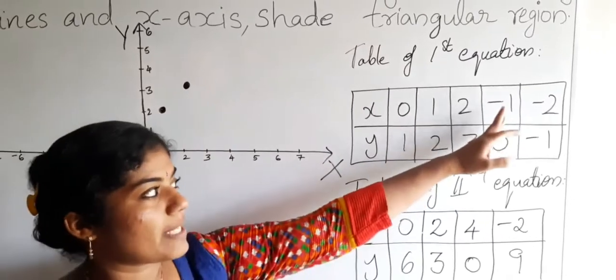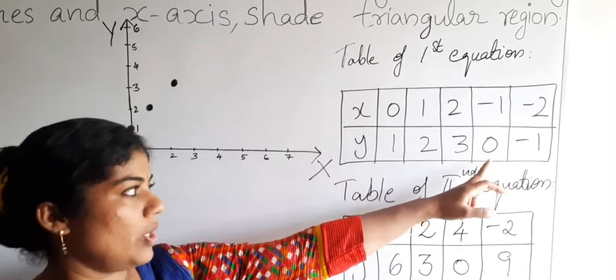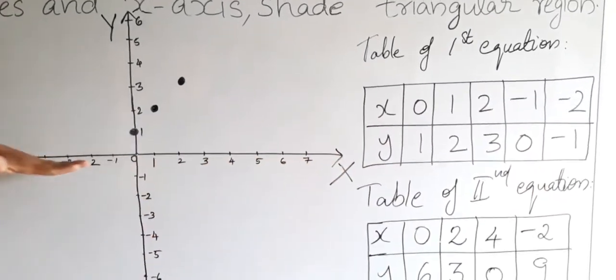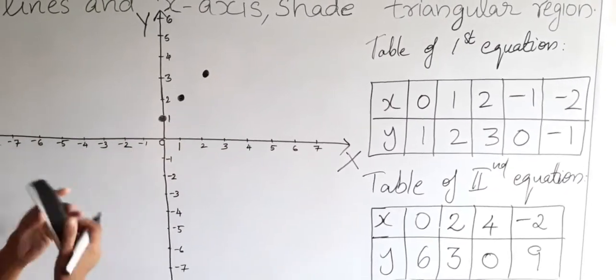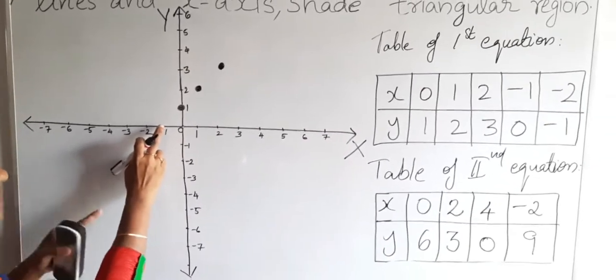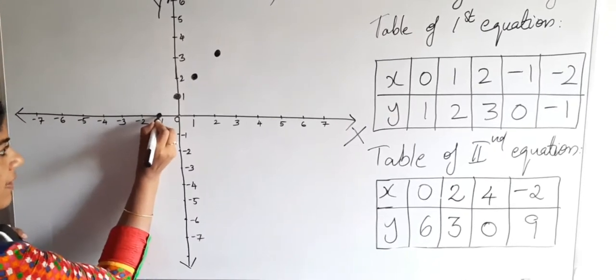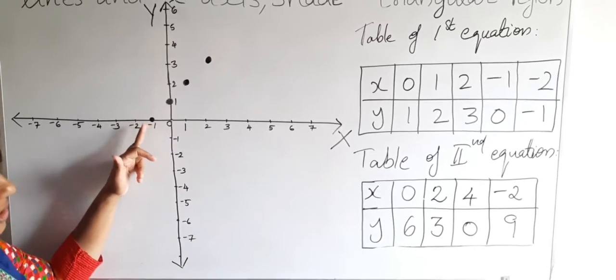Next we are expressing negative coordinates. When x equal to minus 1, y equal to 0. When x equal to minus 1, see the x-axis, the horizontal axis, this one. When x equal to minus 1, here we brought minus 1. So when x equal to minus 1, y is 0. 0 means no need to move up, here itself. When x equal to minus 1, y equal to 0, this point.